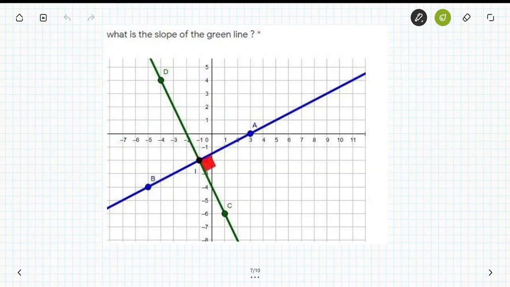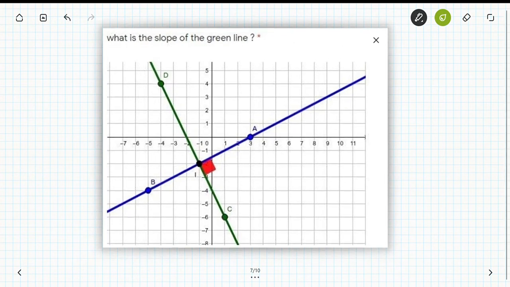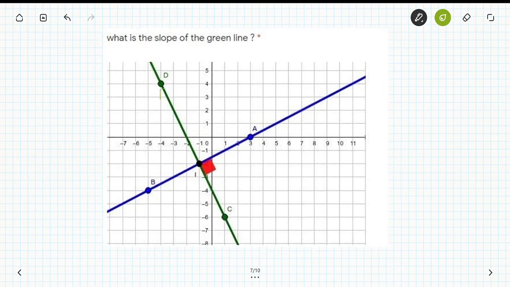So let's change colors now. So, okay, from D, because we're always going to start from the point that is on the left. So we're going to go down. Let me see. 1, 2, 3, 4, 5, 6, 7, 8, 9, 10. Okay, so we went down 10. That means that my slope is going to be negative 10. Okay.